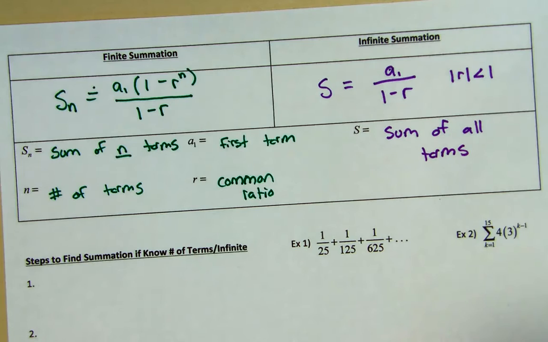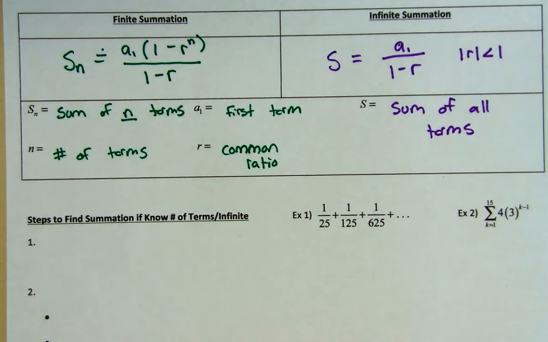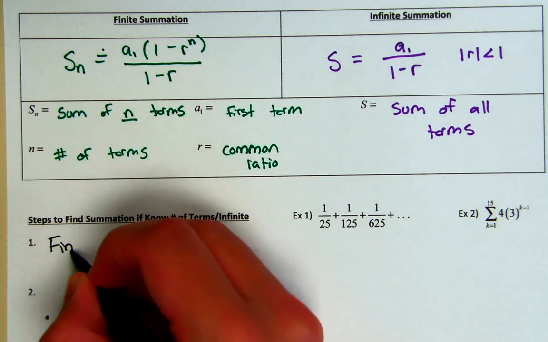So whenever you see an S, it's talking about sum. And then you need to figure out what kind of sum it is. Alright, let's do an example or two, so then you can try some. Alright, so let's get some rules down. First, we need to find the first term.